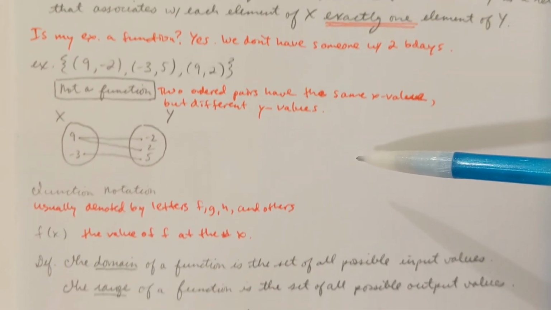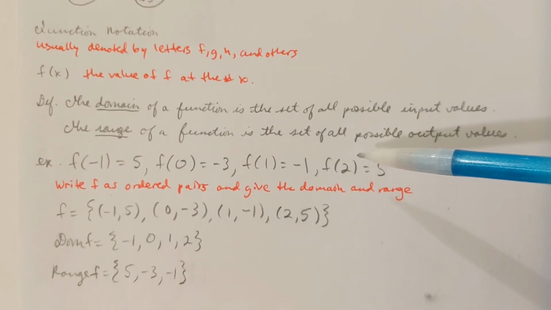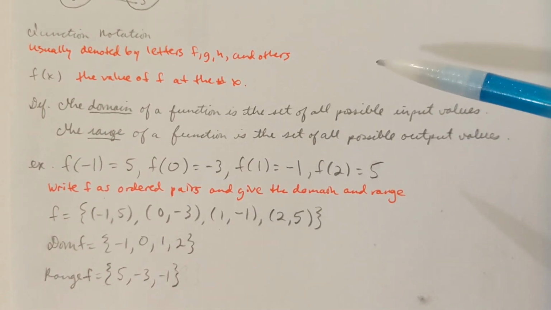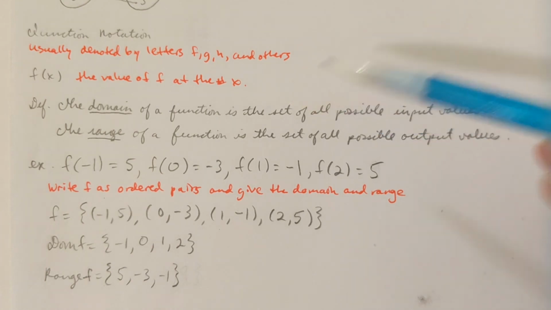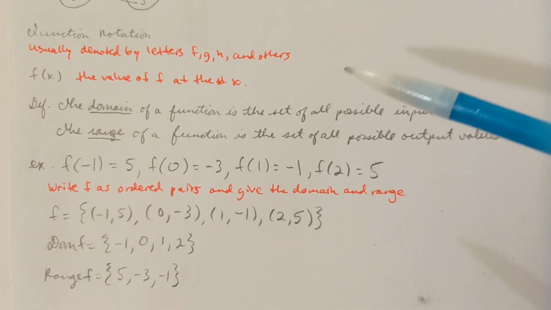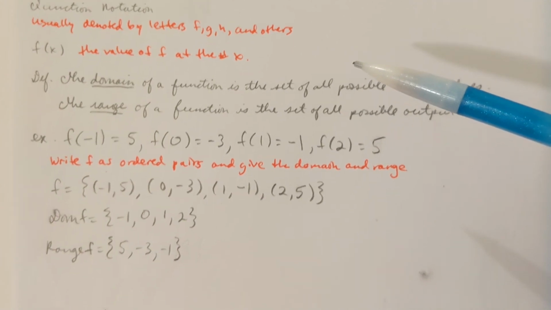Okay, so function notation, usually it's denoted by letters like f, g, and h, and others. f of x refers to the value of f at the number x. The domain of a function is the set of all input values. The range of a function is the set of all output values. Those are terms that we've already looked at.